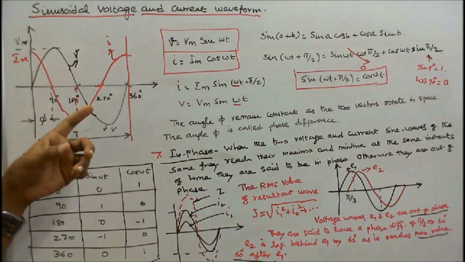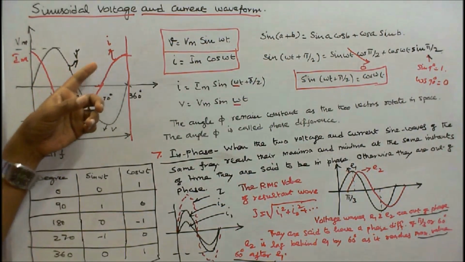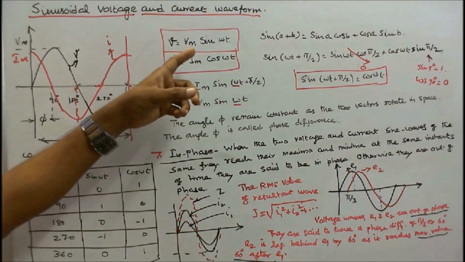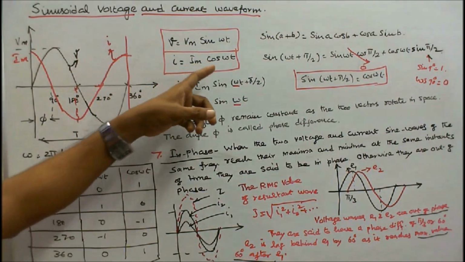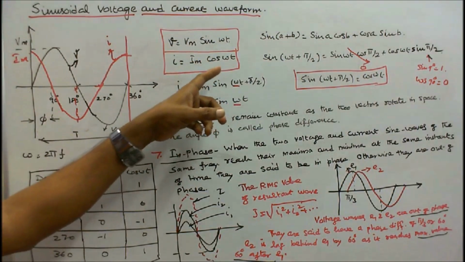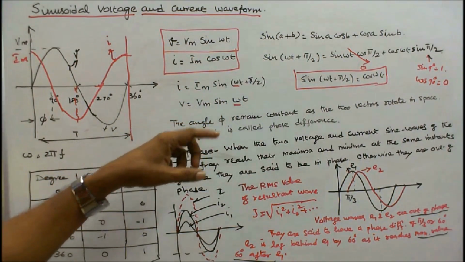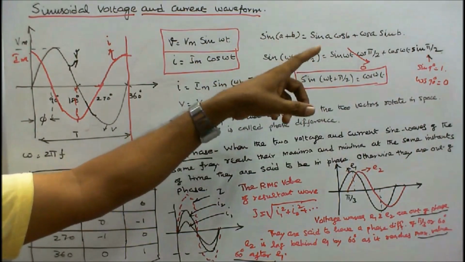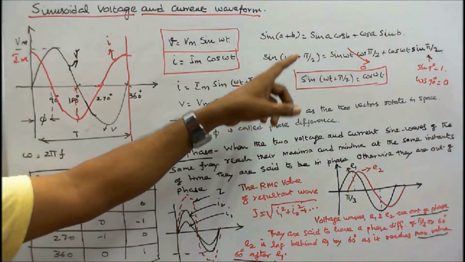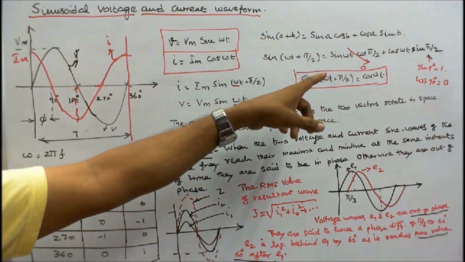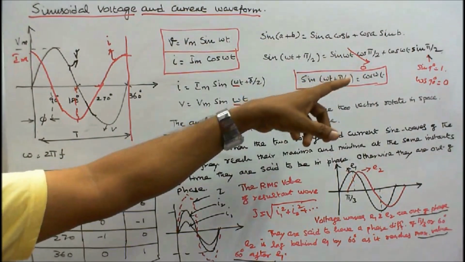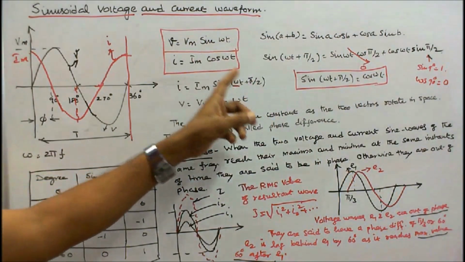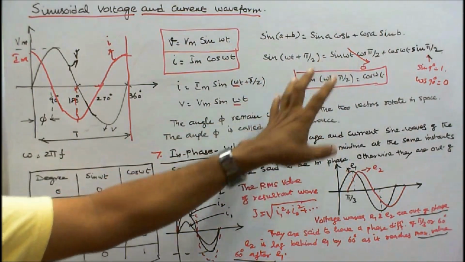In this graph, there are two waveforms. One is a voltage waveform, another is a current waveform. This is a sine waveform, this is a cos waveform. I can write V is equal to Vm into sin omega t, I is equal to Im into cos omega t. The cos omega t can be written as sin omega t plus pi by 2. We know that sin(A plus B) is equal to sin A cos B plus cos A sin B. Sin(omega t plus pi by 2) is equal to sin omega t into cos pi by 2 plus cos omega t into sin pi by 2. We know that cos pi by 2 is equal to 0 and sin pi by 2 is equal to 1. Therefore, sin(omega t plus pi by 2) is equal to cos omega t.